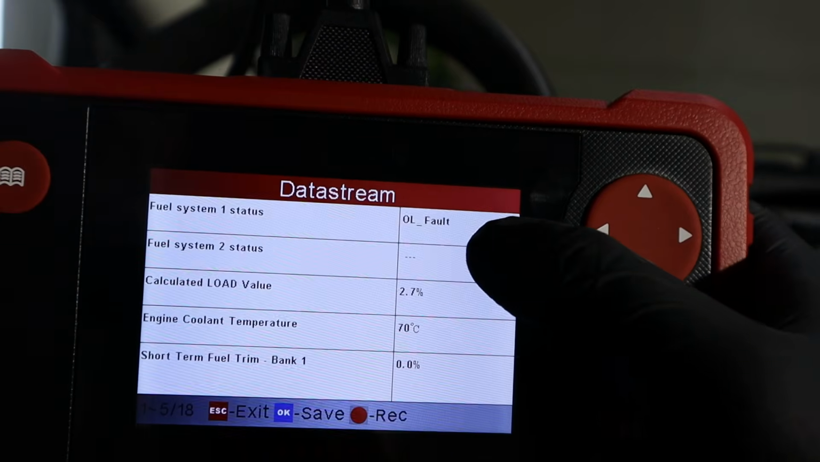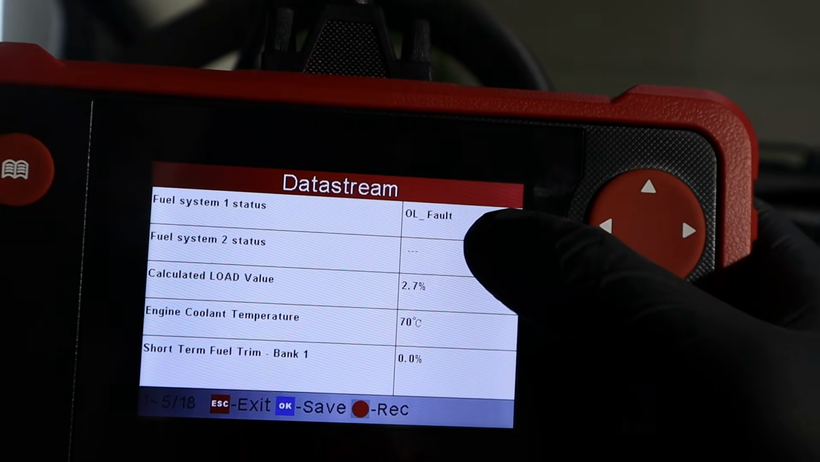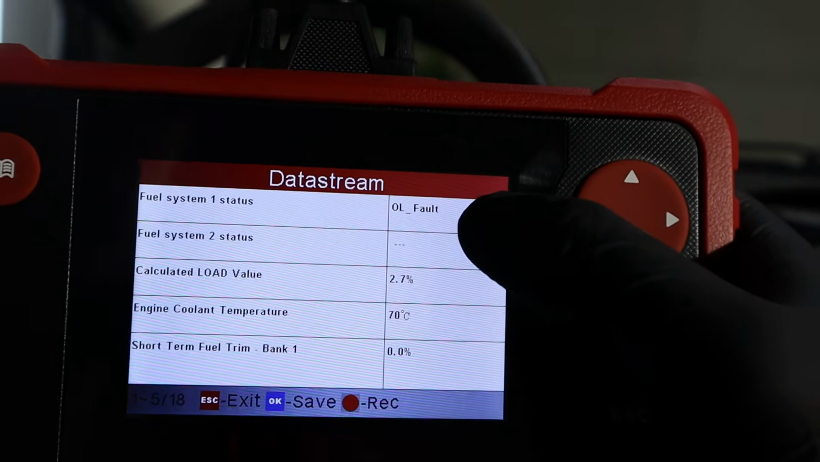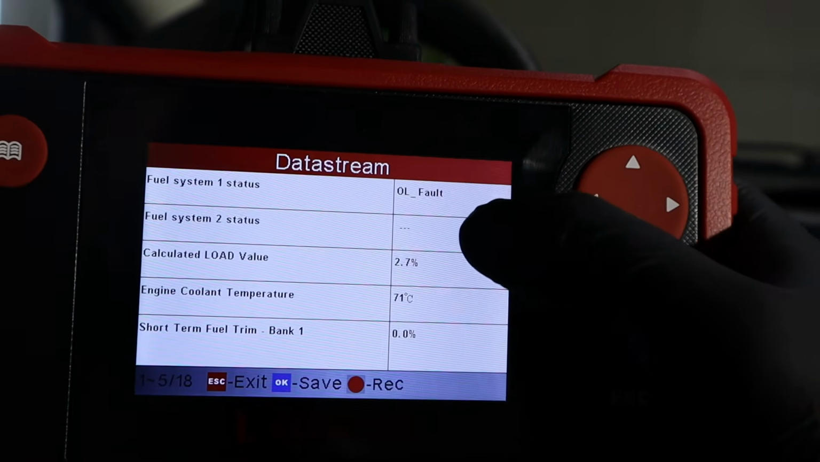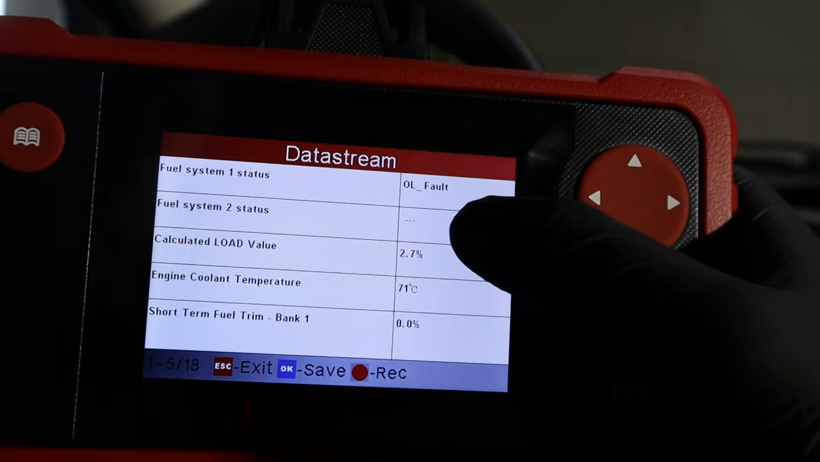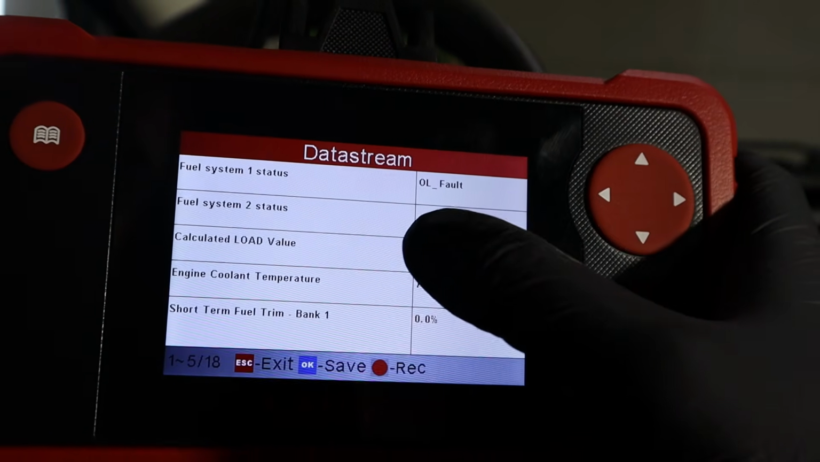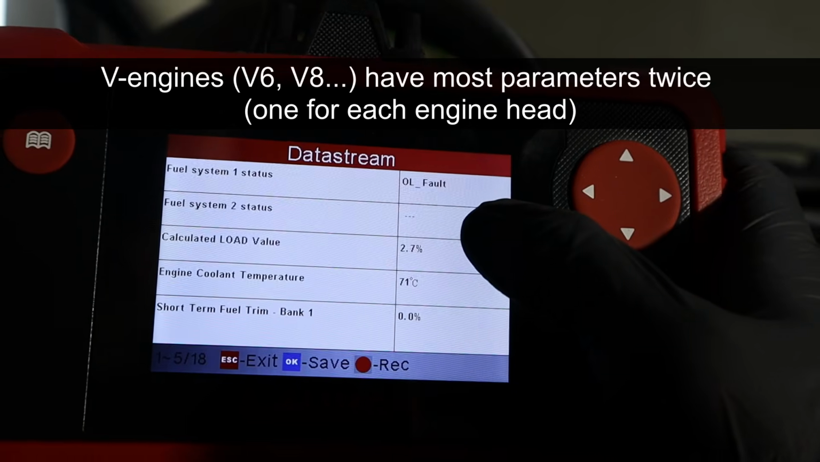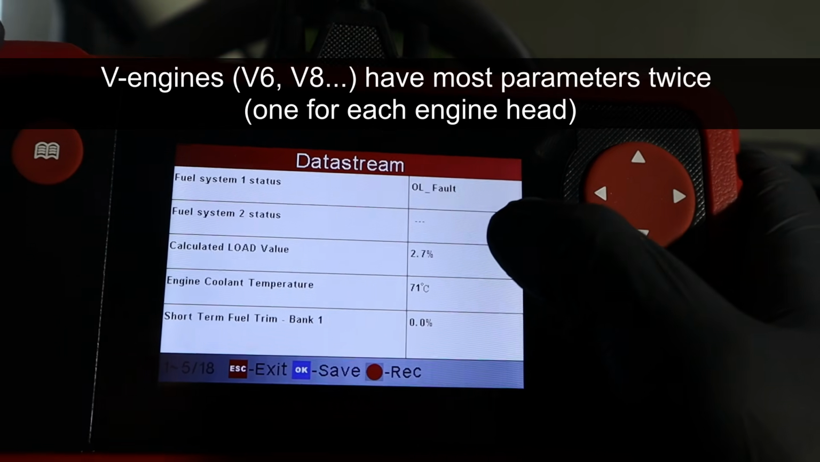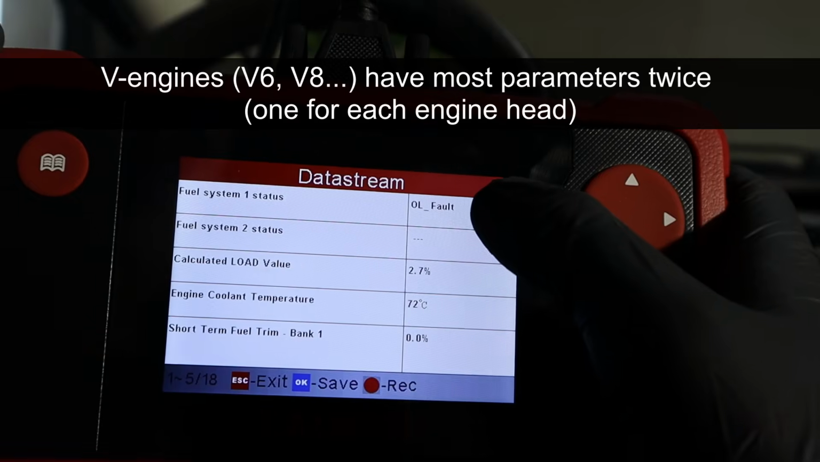And that is a big issue. I think something is wrong with my oxygen sensor and it cannot even read the oxygen sensor data. That's why it is just using learned parameters. Fuel system 2, I don't have that. You have two fuel systems only when you have a V-shaped engine, so you have multiple engine heads. This is a simple 4-cylinder engine. I have only fuel system 1.